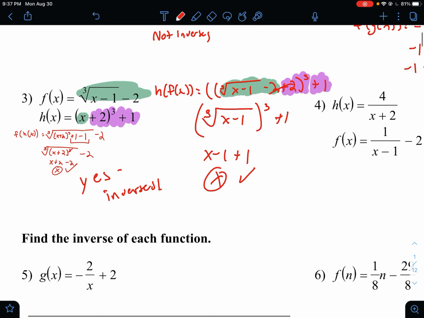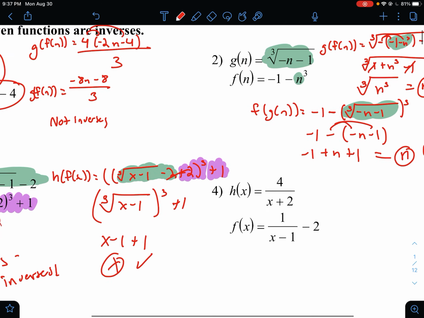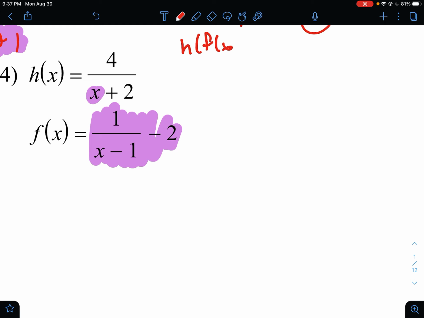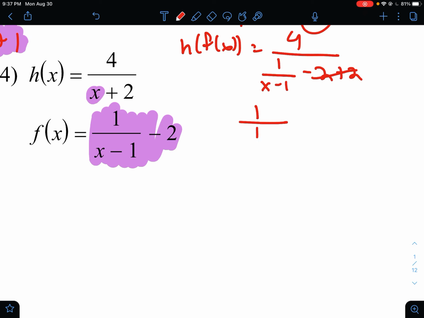All right, we got one more of these. So for number 4, I'm going to go ahead and take this and plug it into here. So we will do h of f of x first. So I get 4 over, and this ugly mess is pretty horrendous, over 1 over x minus 1 minus 2 plus 2. All right. So these guys cancel, and I am left with 4 over 1 over x minus 1.